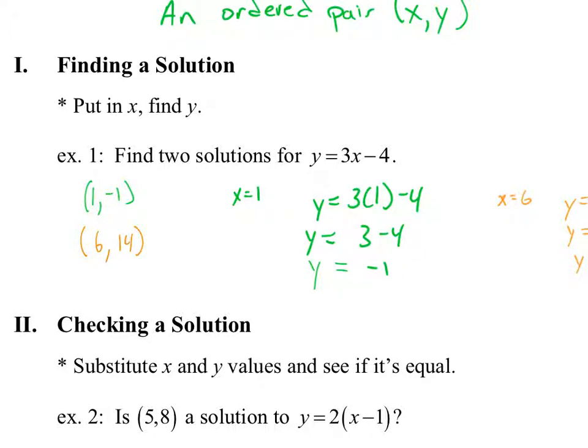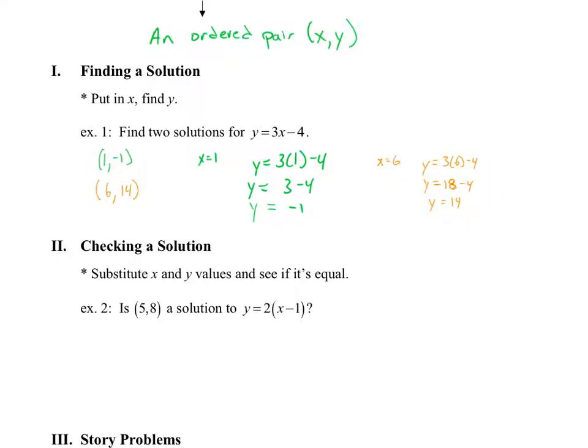That's finding solutions. You get to pick the x value to figure out what the y value is. Sometimes it might tell you, but generally it'll say, find a solution for this. Just pick any x value. When you write 6 and 14, does it have to be in that order? The x always comes first. So my x value is 6, my y value is 14. You can pick any number. I generally like to pick numbers that are easy to use, like 1 or 2 or 10, or 0.